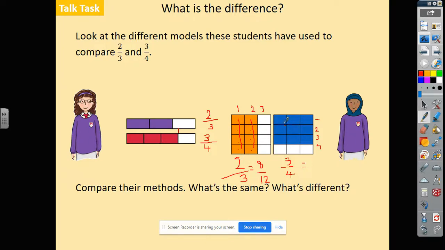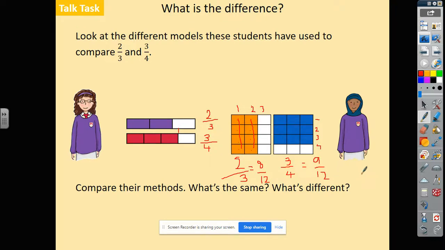Now with my 3/4, I know I've got 3 there, 6, 9 twelfths. So I can see that 3/4 is bigger. Now looking here, I've got 8 twelfths and 9 twelfths.